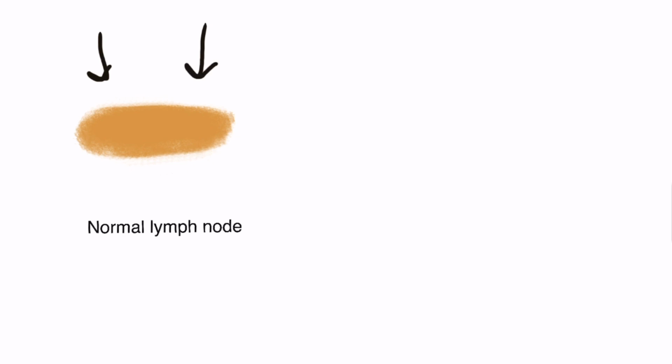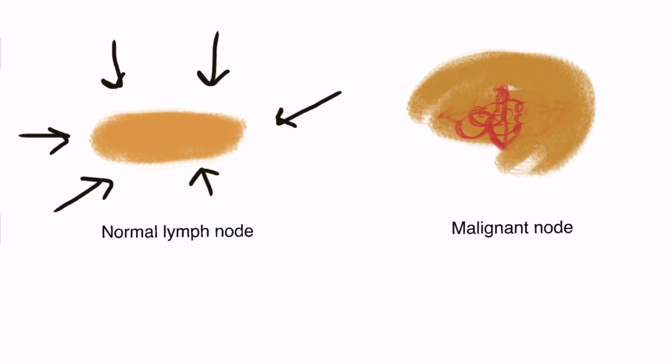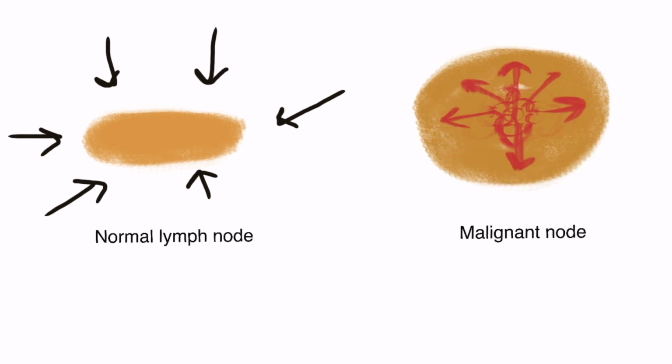Normal nodes are usually flat and oval. They are flattened as there is pressure of surrounding tissue. In case there are tumor cells in nodes, they will grow in all directions in the node, hence changing to a spherical shape and an increase of short axis diameter.